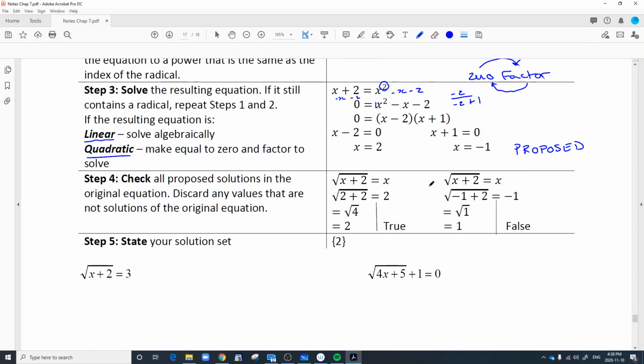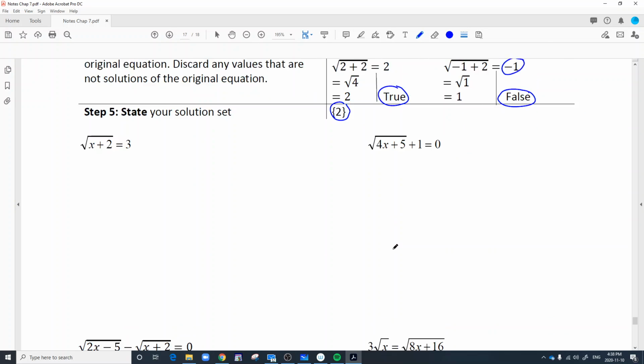To do that, we plug it into the original equation. When I plug in x is 2, I get the square root of 4, which is 2, and that's equal to 2. It's true. So that is definitely a solution. When I plug in negative 1, I get the square root of negative 1 plus 2 equal to negative 1. Now, even right here, I could stop. I know that I can never take the square root of a positive number and get a negative solution. So I know that this one's going to be false right here. If I keep going, I get 1 equals negative 1, and it's false. So then I'm going to state my true solution set, which is just 2.